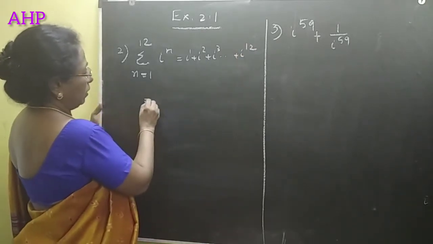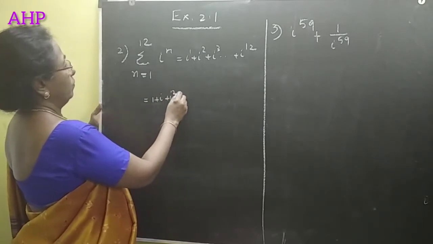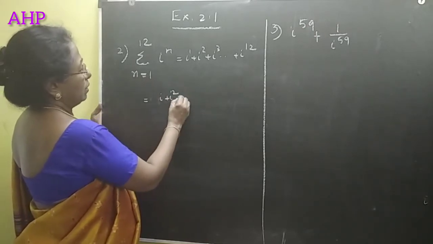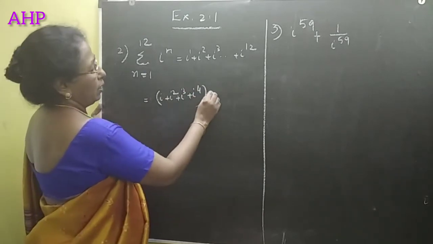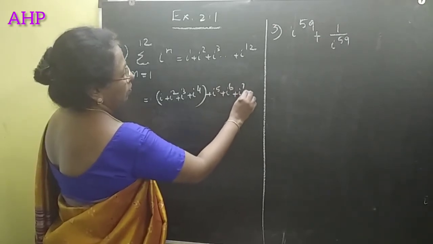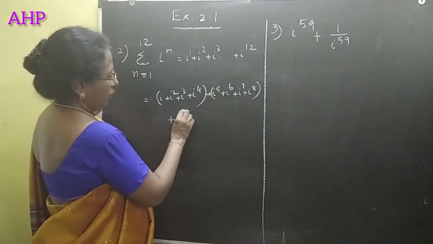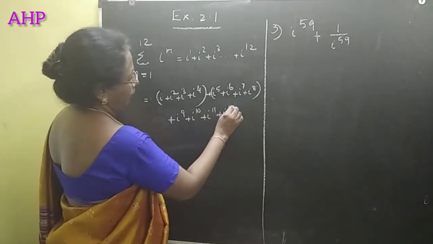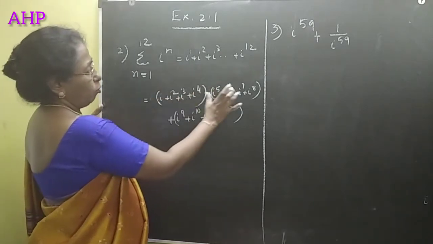Now this can be written as 1 plus i square plus i plus i square plus i cube plus i power 4 plus i power 5 plus i power 6 plus i power 7 plus i power 8 plus i power 9 plus i power 10 plus i power 11 plus i power 12. Why do we group so? See, there are 12 numbers. I am grouping 4, 4, 4.